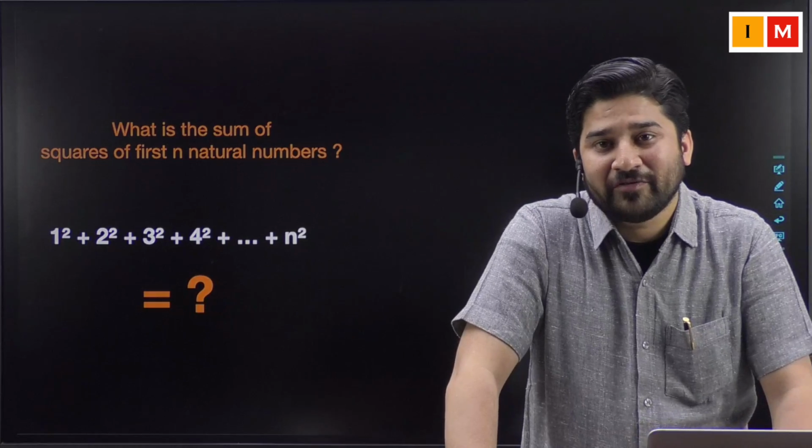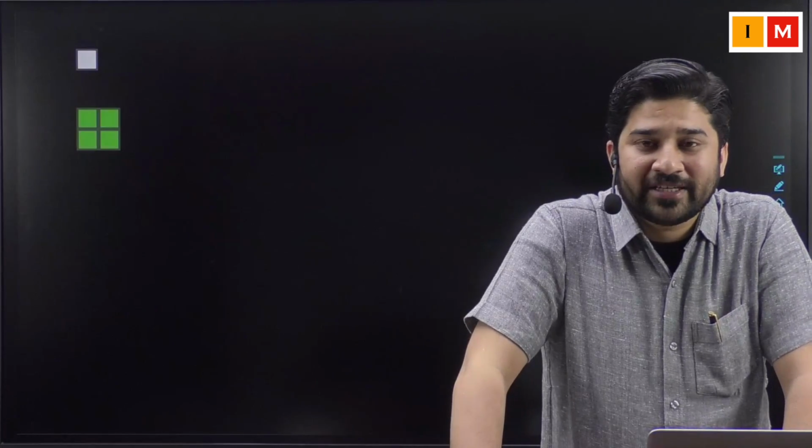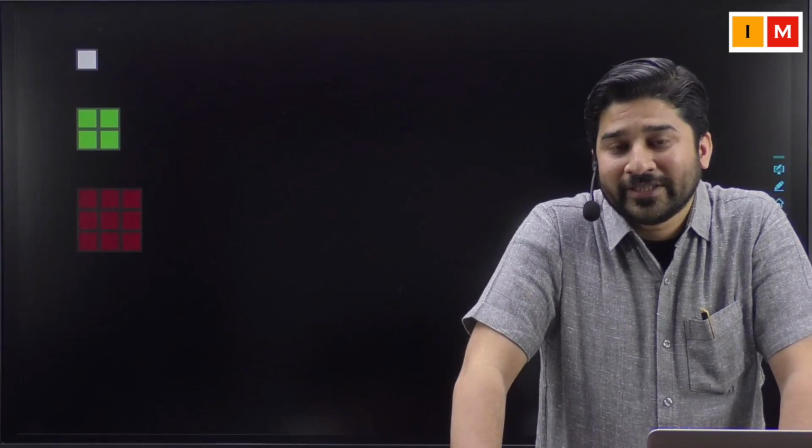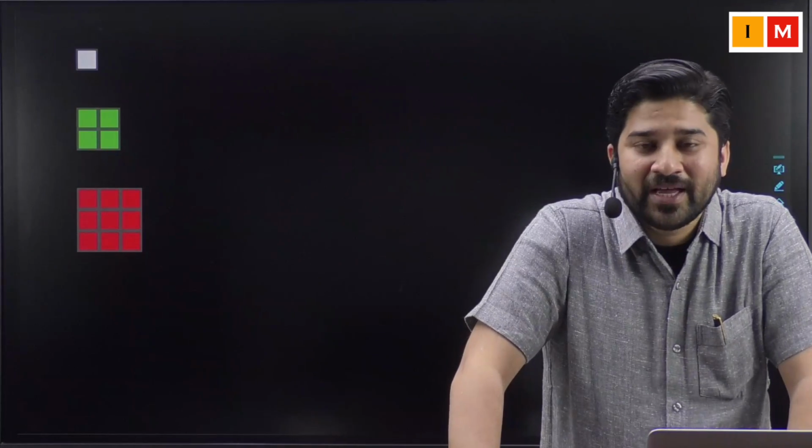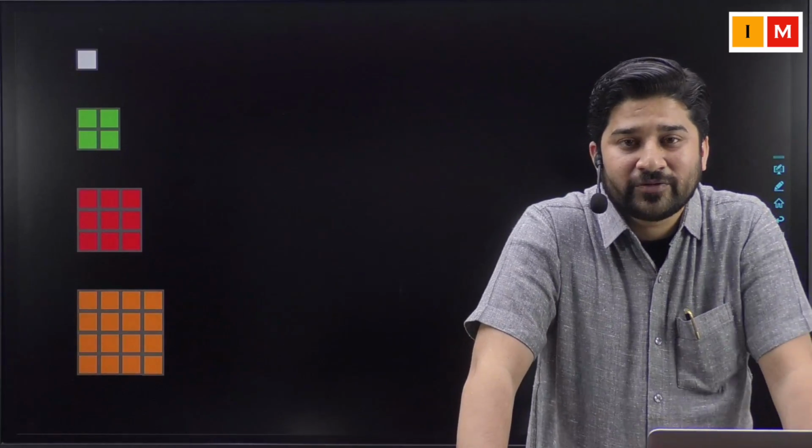Let's begin by visualizing the square of the first natural number, that is 1 square, the square of the second natural number, that is 2 square, the square of the third natural number, that is 3 by 3, and the square of the fourth natural number, which is 4 by 4.